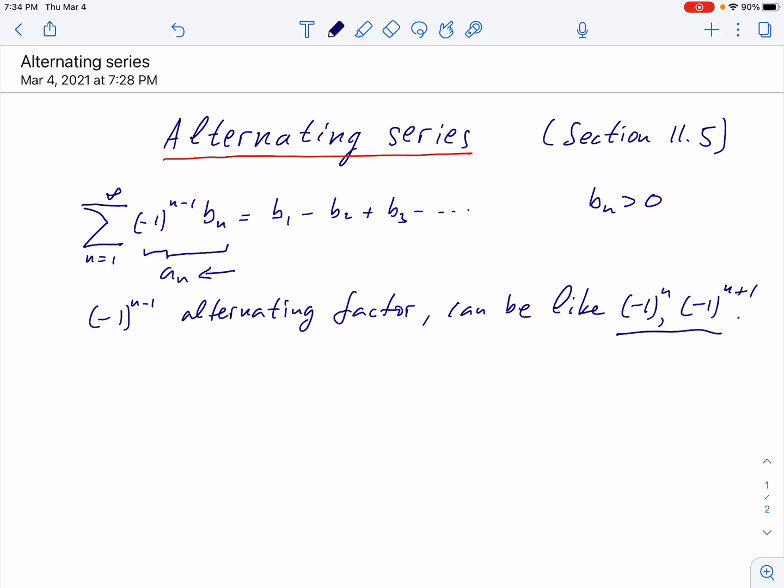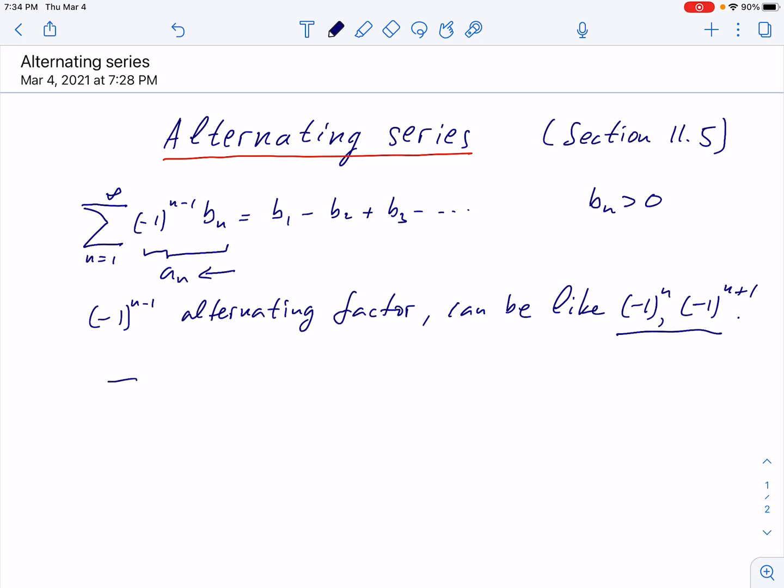Together with the alternating factor, we have b sub n, which are positive terms. So the general term is a product of alternating factor and positive terms. Now for alternating series, we have a very special test. But before the test, I want to show you one example.